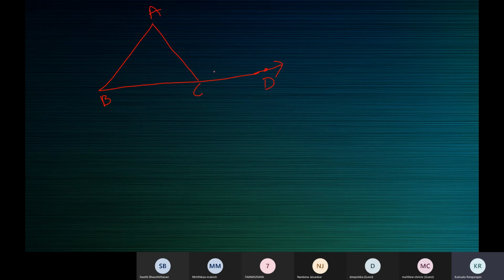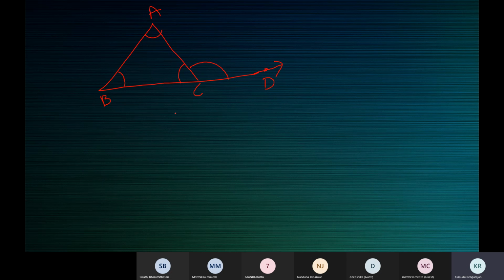Now, when you produce any side of a triangle, an exterior angle is formed. Because these are called the interior angles: interior angle, interior angle, interior angle. The three angles of the triangle are called the three interior angles of the triangle.